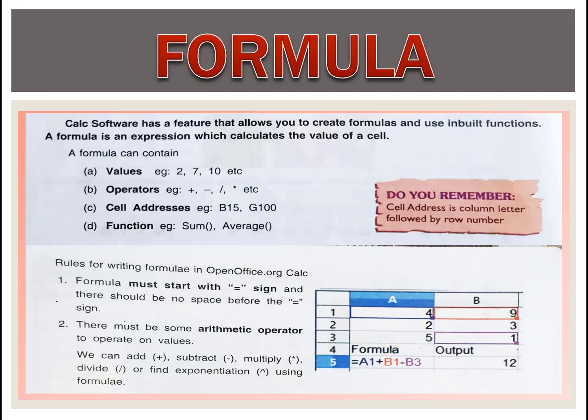Rules for writing a formula in OpenOffice.org Calc. First, a formula must start with an equal to sign and there should be no space before the equal to sign. Next, there must be some arithmetic operators to operate on values. We can add, subtract, multiply, divide, or find exponential using a formula. So let's do a practical.